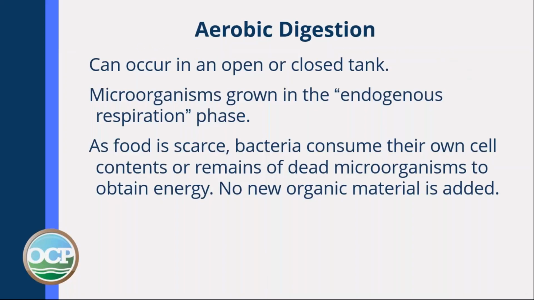Aerobic digestion can occur in either an open or a closed tank. The microorganisms are grown in the endogenous respiration phase. What that means is food is scarce, so the bacteria consume their own cell contents or the remains of dead microorganisms to obtain energy. Because the food is so scarce, no new bacteria are formed in this phase, and you add no new organic material to the tank since you're just adding sludge.